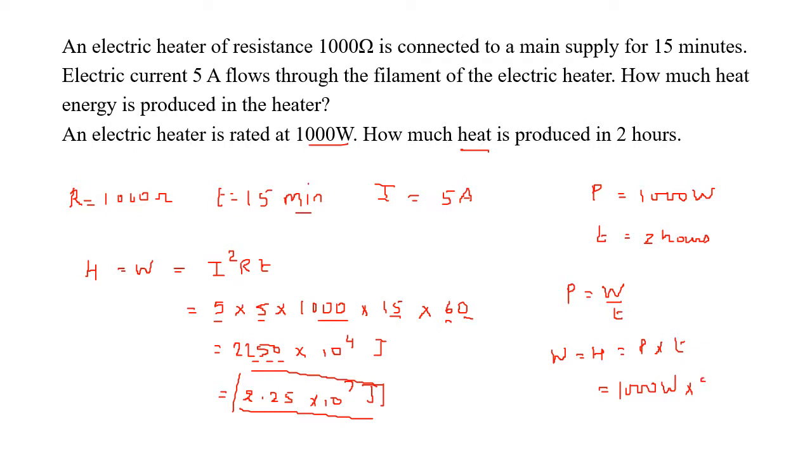So 2 hours will be 2 into 3600, because 1 hour is 3600 seconds. So we get 7,200,000 joule, or that is 7.2 into 10 raised to 6 joule, is the heat produced. So these sums are based on the work done or the heat produced.